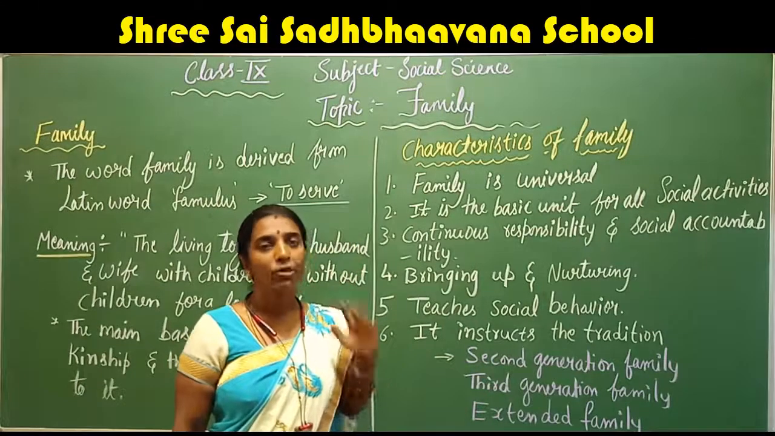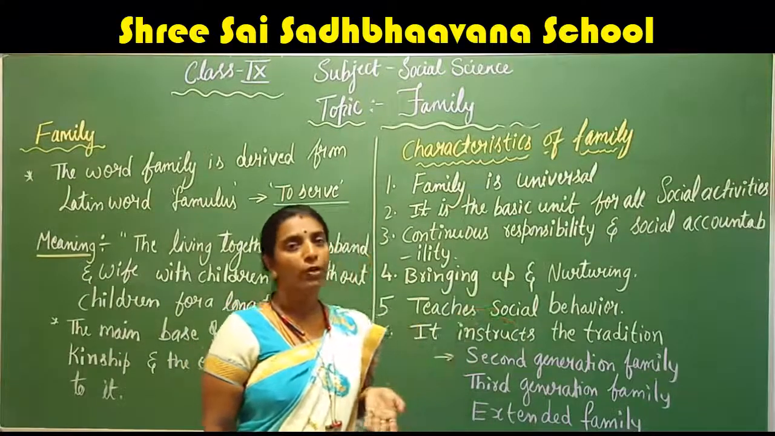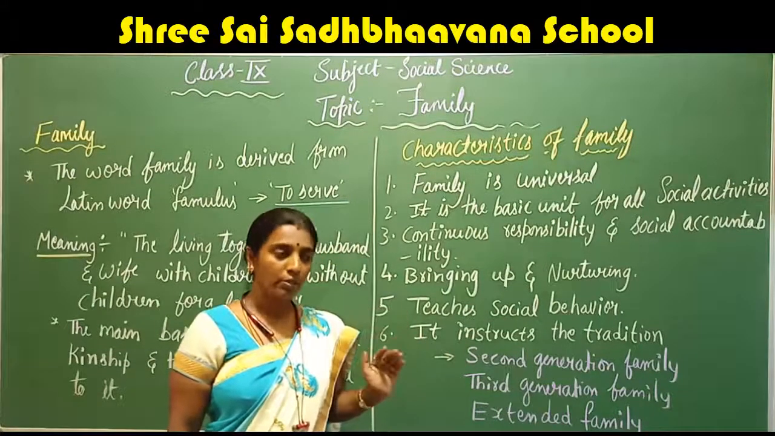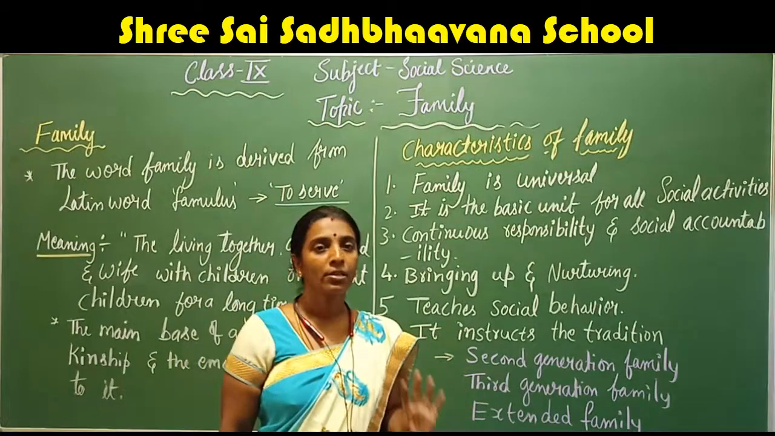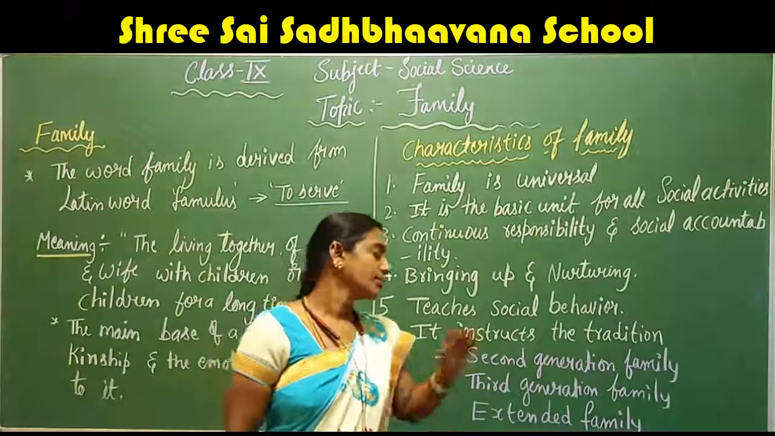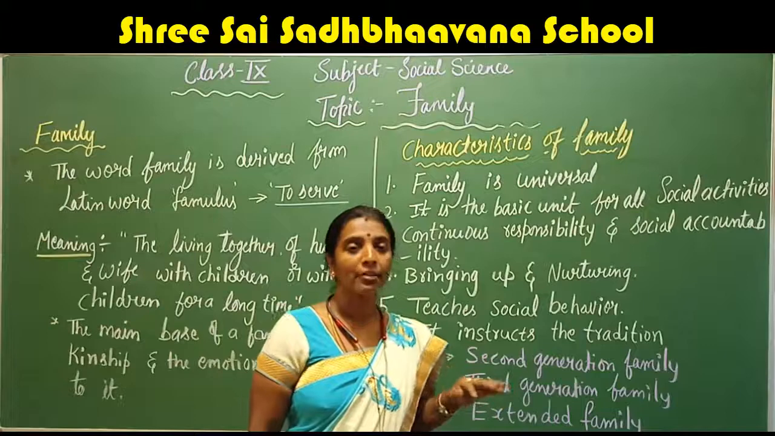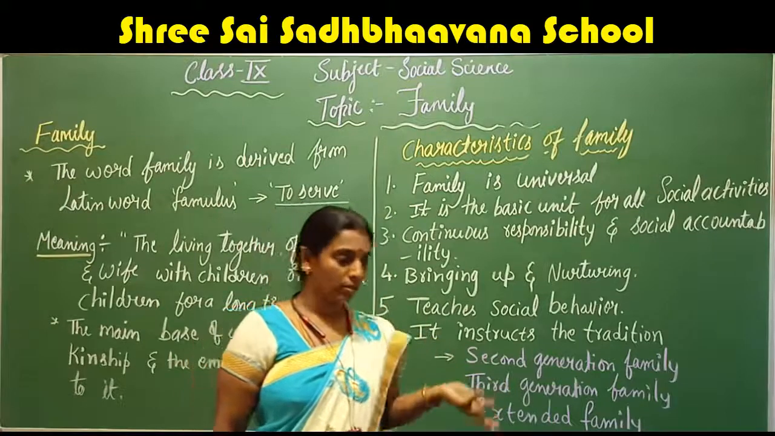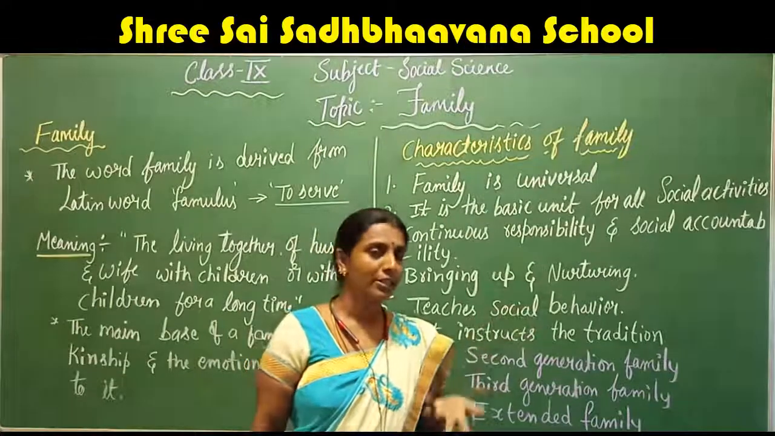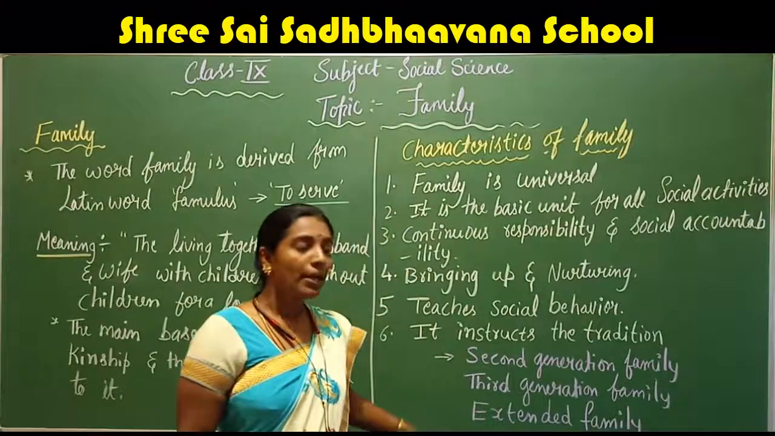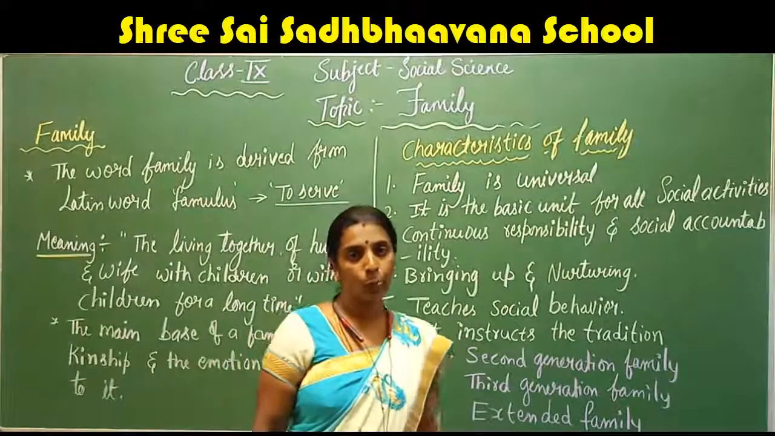If you are living with your parents and with your sibling, that is second generation family. If your family consists of your grandparents, your parents, and you, then it is a third generation family. And if you have other members, then grandparents, parents, and in future, your family will be extended. When you get married, when you get the kids, then it will become an extended family. So you will be there in this too.